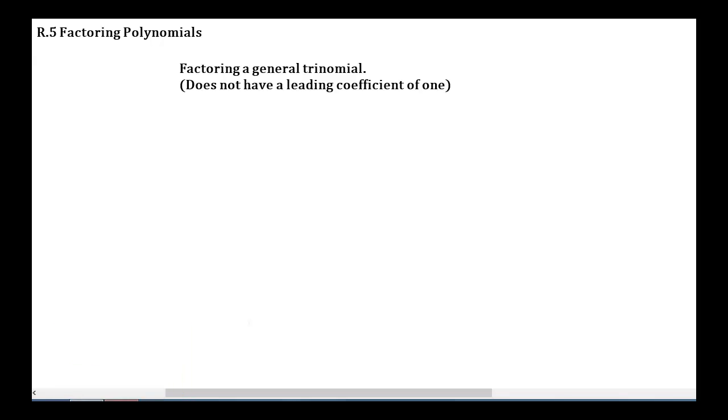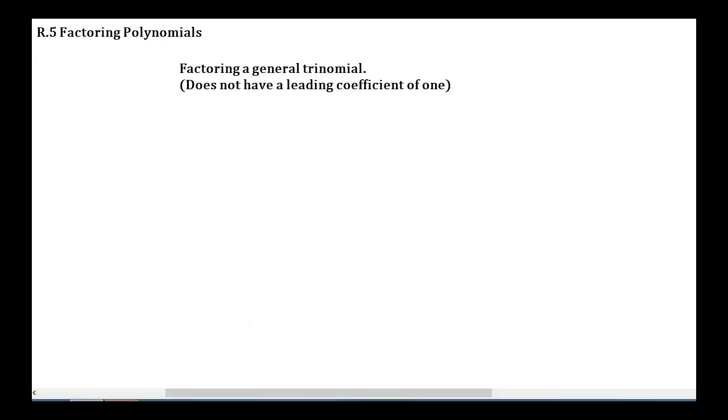Okay, hello everybody. We are going to attempt to factor a general trinomial. So here, this is a trinomial that does not have a leading coefficient of 1. That's important. If it's got a coefficient of 1, then do it the easy way. That was the previous video. These general trinomials are a little bit more difficult. You don't want to spend all this extra time if you don't have to.